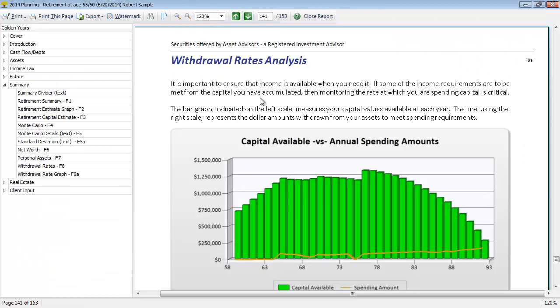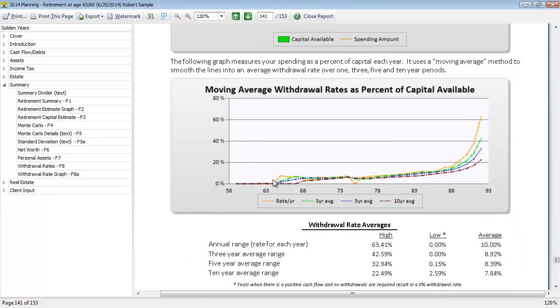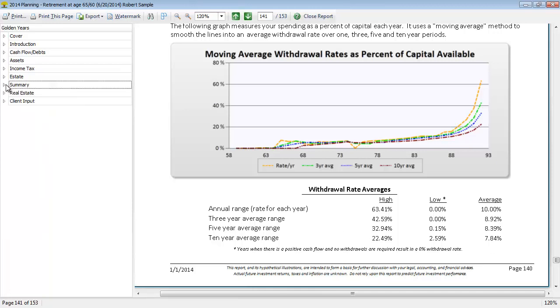There's also a graphical view of that. So if we look at the bottom here, this shows them the moving average withdrawal rates. So you can see it as a 1-year, 3-year, and 5-year, and 10-year average range. So we can see their average withdrawal rate over a 10-year period is about 7.84%. So that's the summary section. This is a great section to focus on as it ties all those pieces together for the client.